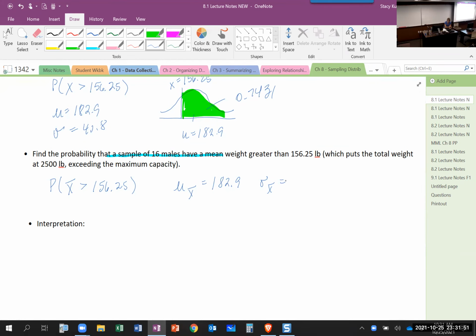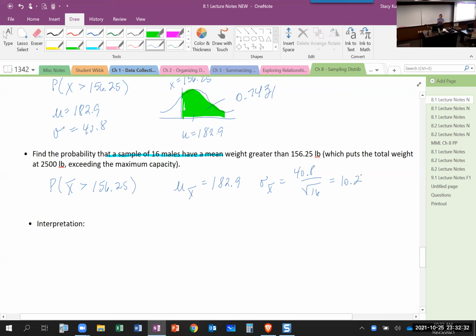The formula: 40.8 divided by the square root of the sample size. So 40.8 divided by the square root of 16. And what do we have for that value? 40 divided by 4 would be 10 something, right? 10.2? Okay. Is that what you said? Yes. Okay, I couldn't hear you. 10.2.